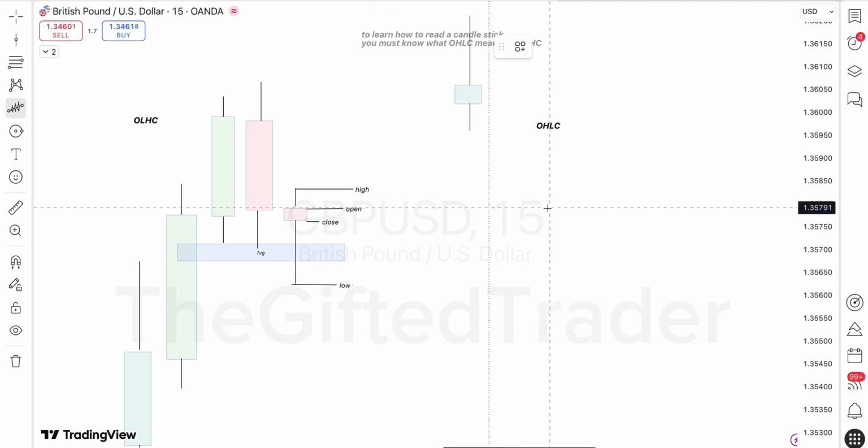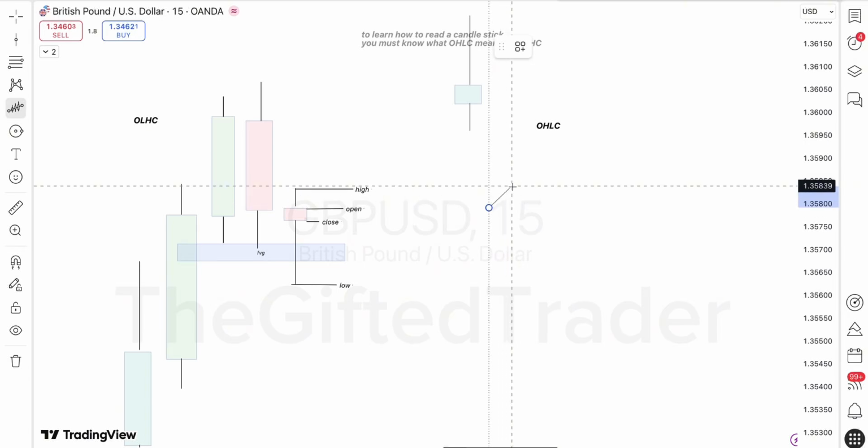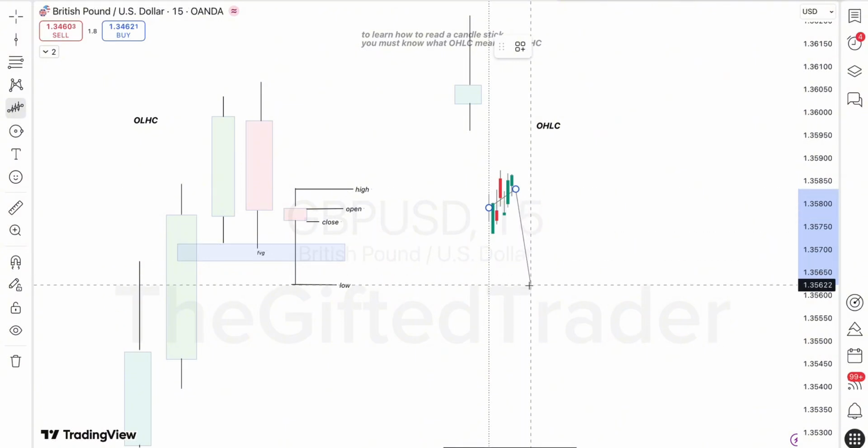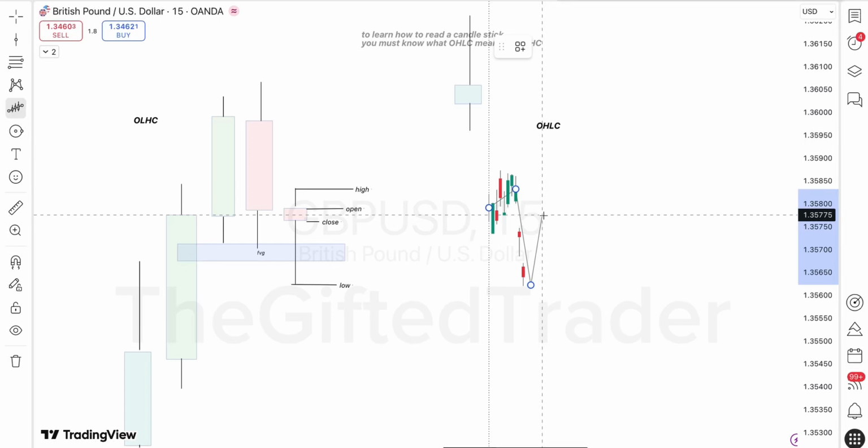This is where the market opened. Let's say this line is the opening. That is this opening here. In the lower time frame, it will look like this. Then it bought to this high. It went back down to the fair value gap and went back up to close.